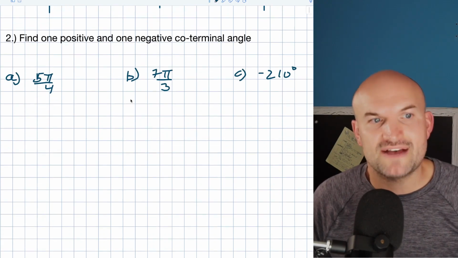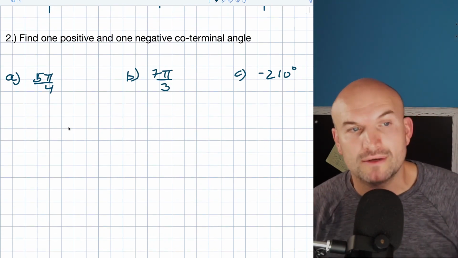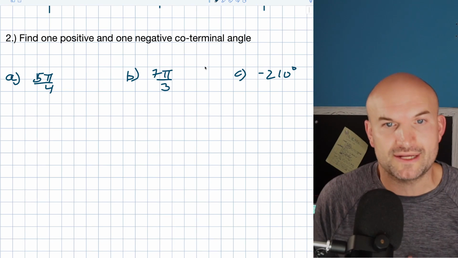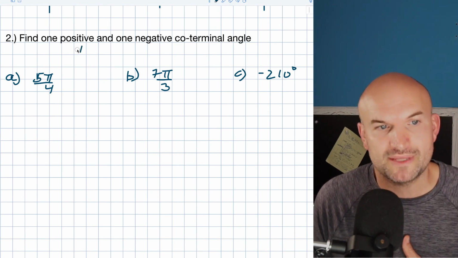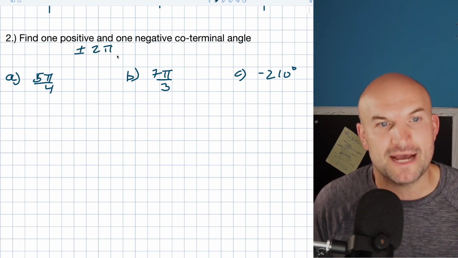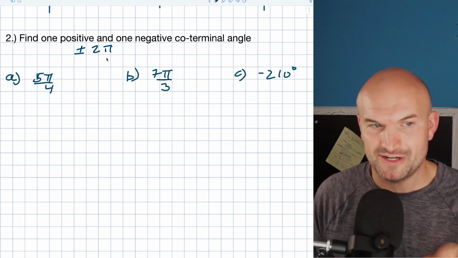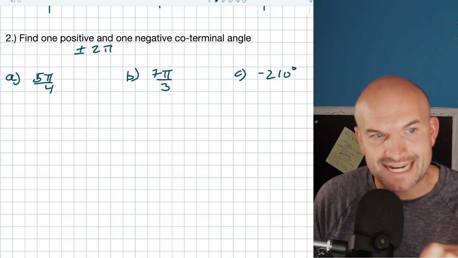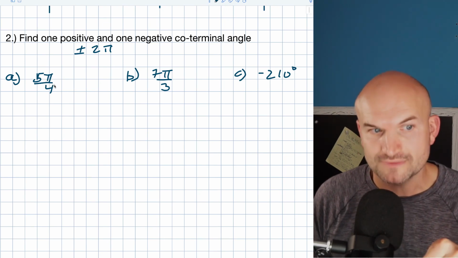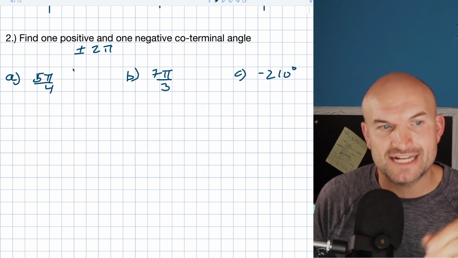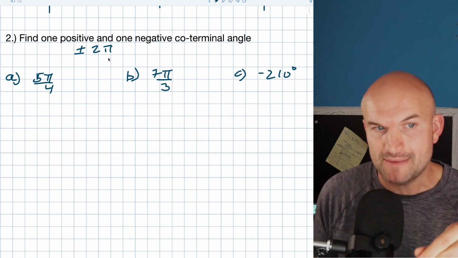Now, the next thing we want to do is find one positive and one negative coterminal angle. The fastest, easiest way to find coterminal angles is to add and subtract 2 pi. It's important to understand that 2 pi can come in many different variations, because I don't want to add and subtract a 2 pi to 5 pi over 4. What I want to do is add and subtract a 2 pi that has the same denominator.